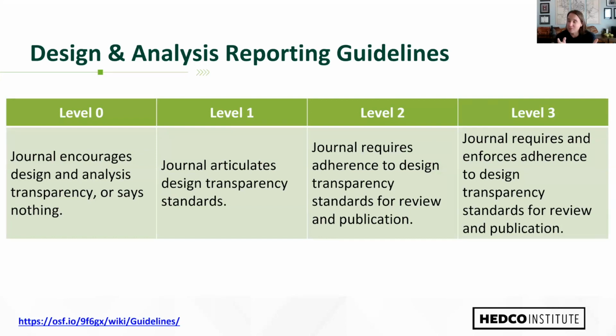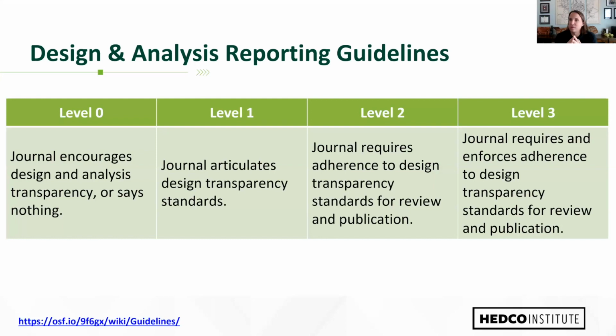A level 1 journal and their journal policies, their instructions to authors, articulate design transparency standards. So at a health journal, this might be saying, please use PRISMA if you're doing a systematic review. Please use CONSORT if you're doing a randomized trial. Level 2 journals take that a step further and say, we require you to use CONSORT for trials. We require you to use PRISMA for systematic reviews.